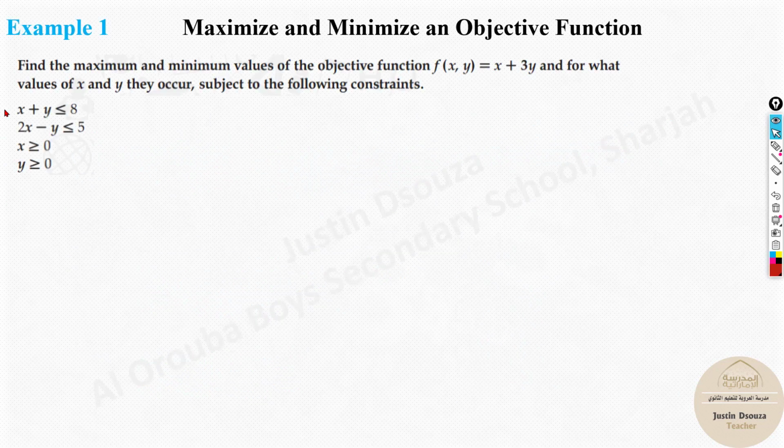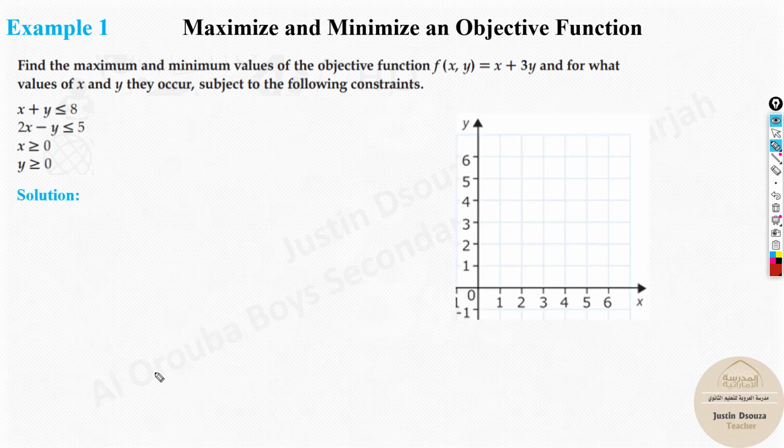Our first example is to find the maximum and minimum values for this objective function. The objective function will be given in the question. These are the constraints given over here. We need to solve them and find the vertices and plug them back over here. There are many methods to solve this, but the direct and easy method would be just graphing them, finding the vertices, and then plugging them back into the objective function and solving it. It's just a 3-step procedure.